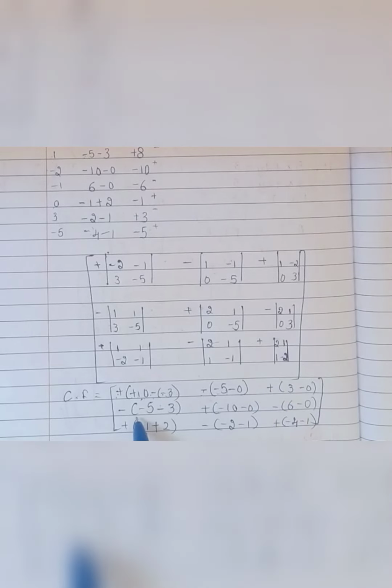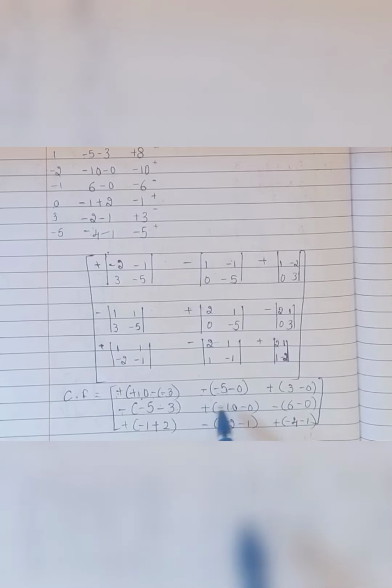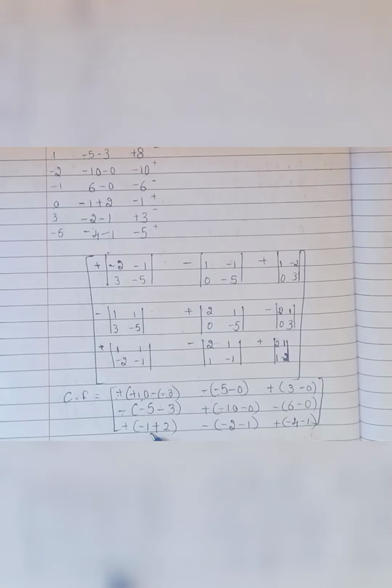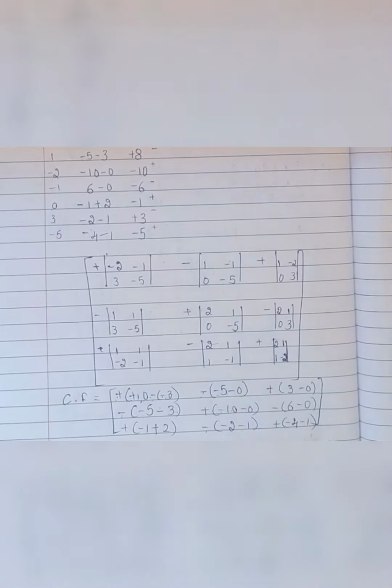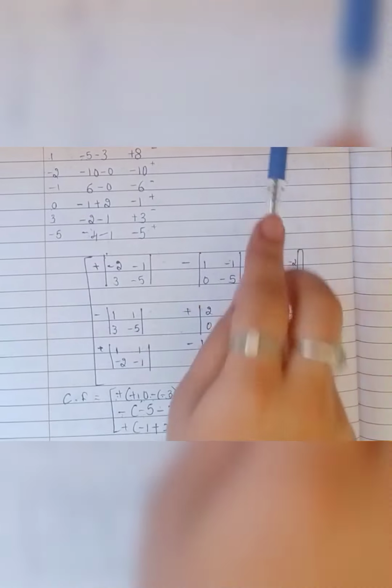Next, plus 3. Then minus 5 minus 3 is minus 8, minus into minus is plus 8. Minus 10 into plus is minus 10. Minus 6 is minus 6. Minus 1 plus 2 is 1 plus 1. Then minus 2 minus 3 is minus 3. Minus 3 into minus is 3. Next, minus 4 minus 5 minus 1 is minus 5. So the same cofactor. This is the first method.